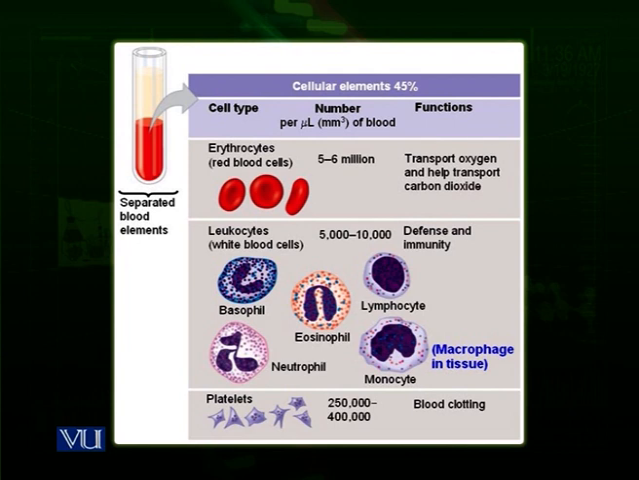And the platelets, importantly, because you should know these numbers, are about 250,000 to 400,000 per mm cube.